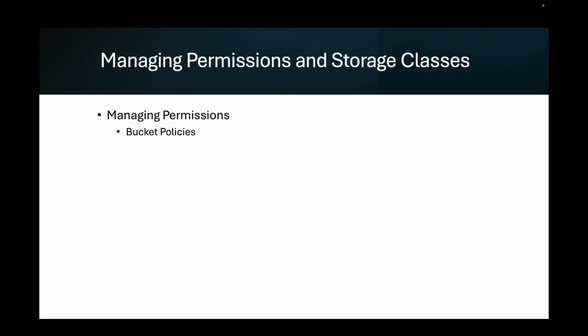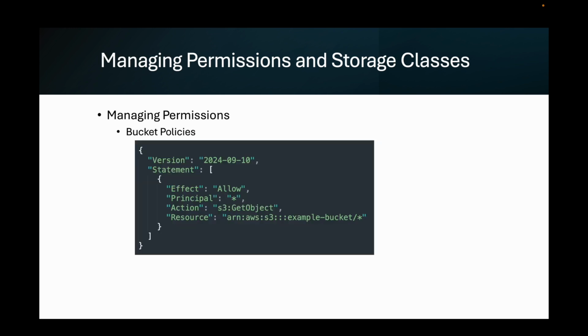Bucket policies define permissions for an entire bucket, affecting all objects within the bucket. Policies are written in JSON format and can be used to grant or deny access to specific AWS accounts or public users. Here is an example of a bucket policy where we are setting the effect to allow, principal everything, action is s3:GetObject, and resource is the bucket that we want.